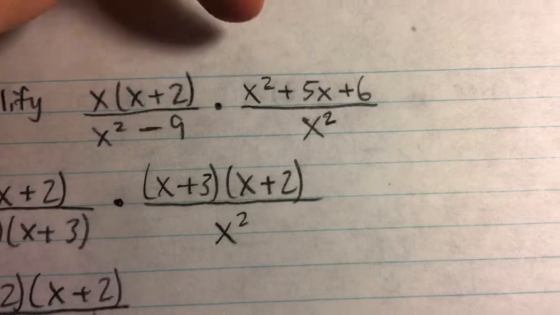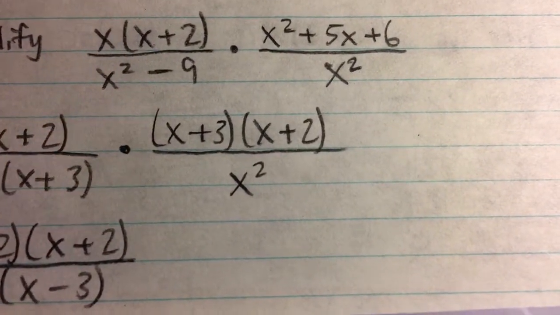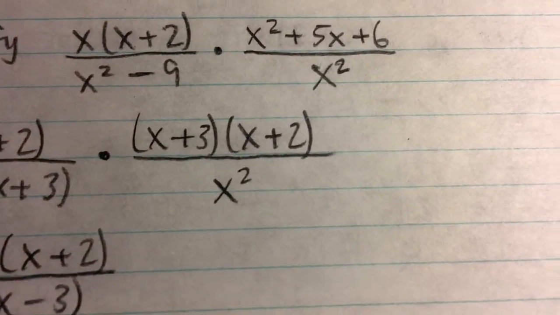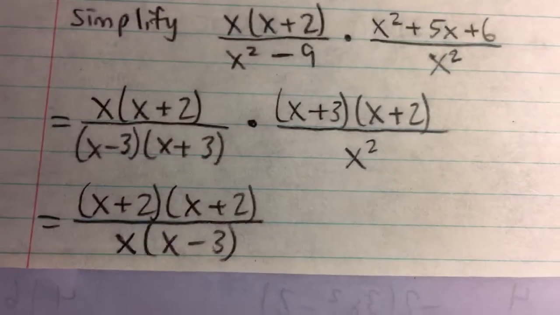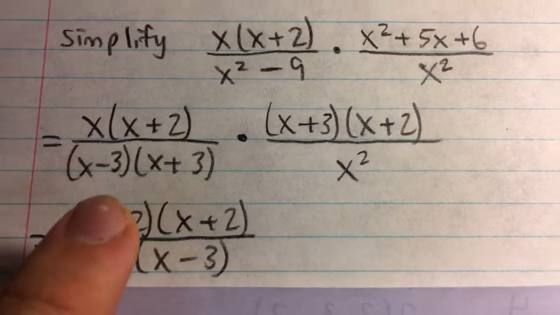Over here we have this trinomial, x squared plus 5x plus 6, which can be factored into x plus 3 times x plus 2. And finally, in the denominator, x squared, well, that's a monomial. We can't really factor anything right there. So what we're left with is all of these factors.